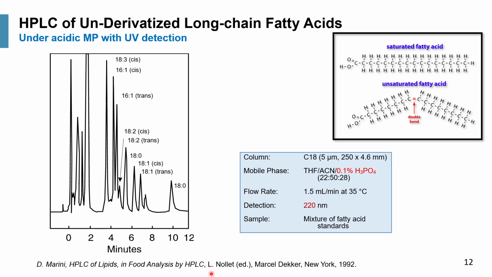So, a quick application on underivatized long-chain fatty acids using low UV detection at 220. We were using 0.1% phosphoric acid, which is transparent under these conditions. So here's a mixture of fatty acid standards being separated.